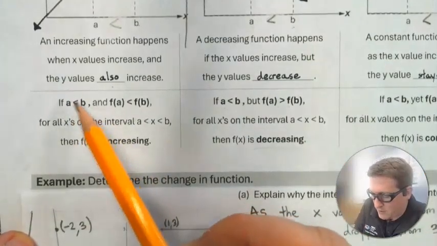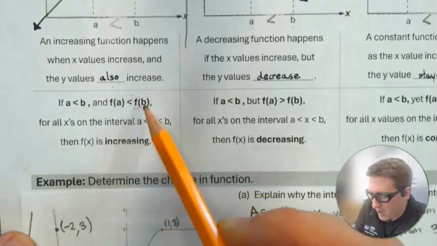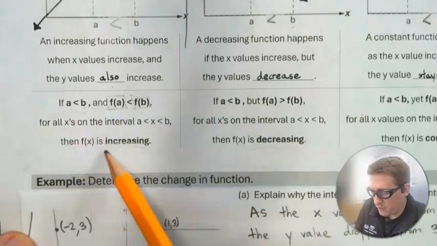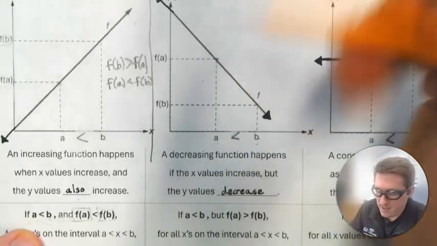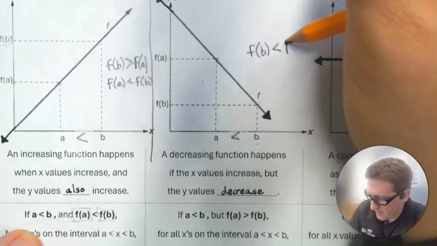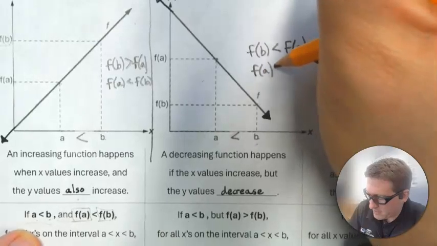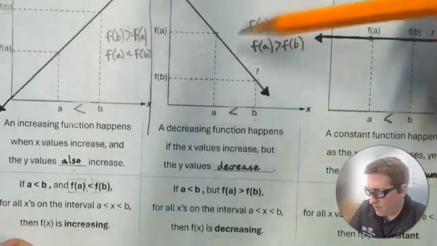If my B is to the right of A, and my y value for B is higher than my A value, then that's called increasing, right? In a decreasing function, it flips. B is still greater than A, but now f of B is smaller than f of A, or I would write that f of A is greater than f of B, right? So that would cause a decrease.